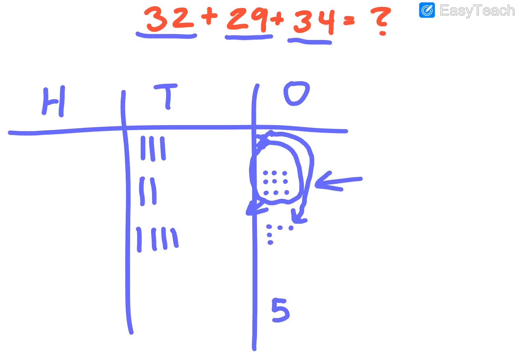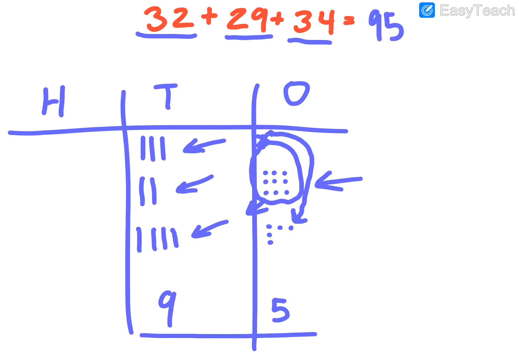Now I'm going to look at my tens. I have 3 tens plus 2 tens. That's going to be 5 tens. Plus 4 more, that's going to be 9 tens. I didn't make enough tens to regroup, so that's going to stay right there in the tens place. And this is my answer.